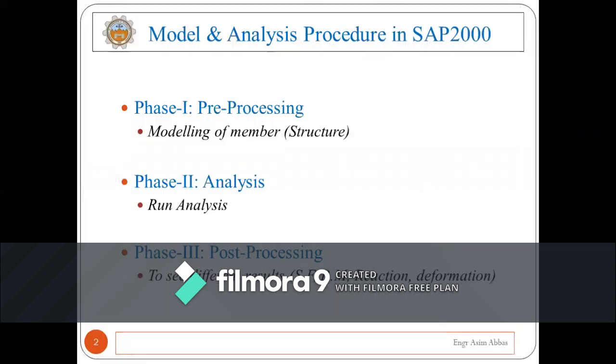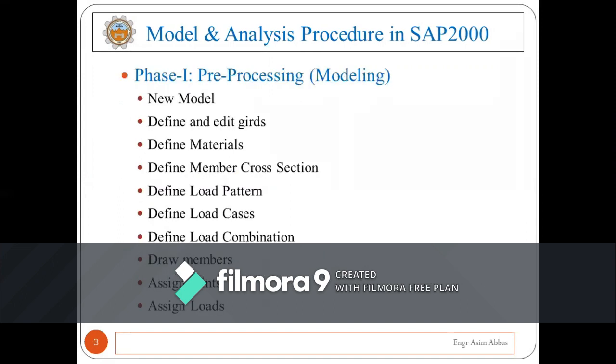Okay, this is a general procedure. This procedure is mainly divided into three different phases: phase 1, phase 2, and phase 3. Phase 1 is also called the pre-processing phase, where the different structure properties are defined and assigned. Like in this phase, you will create a new model, then you will define the grid system and edit the grid system, then define different material properties, then you will define member cross section, then you will define load patterns, load cases, load combination, and also draw different members, assign joints, and assign load.